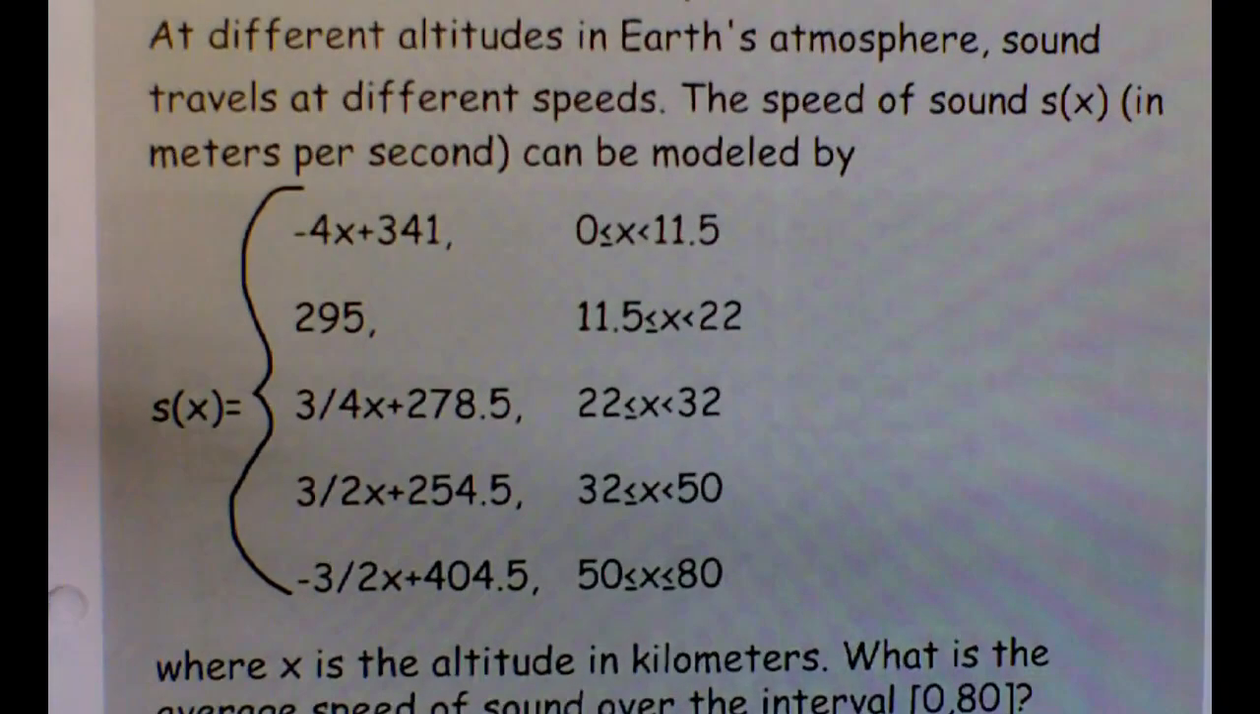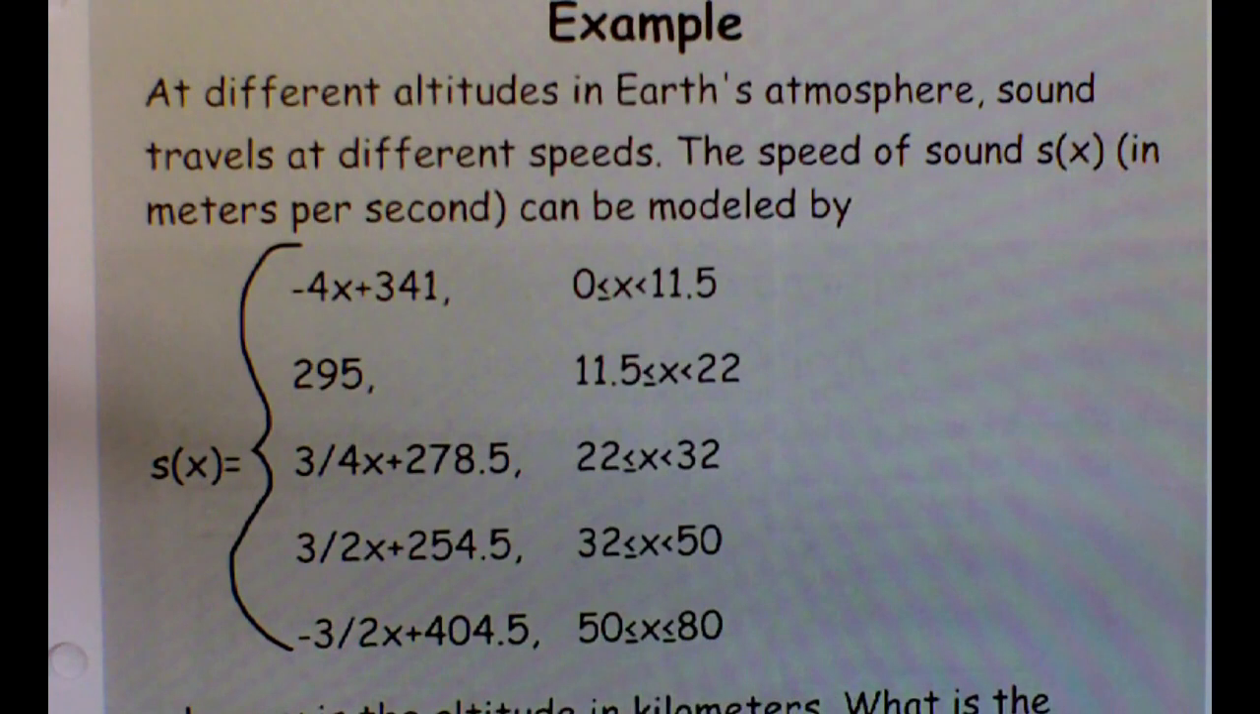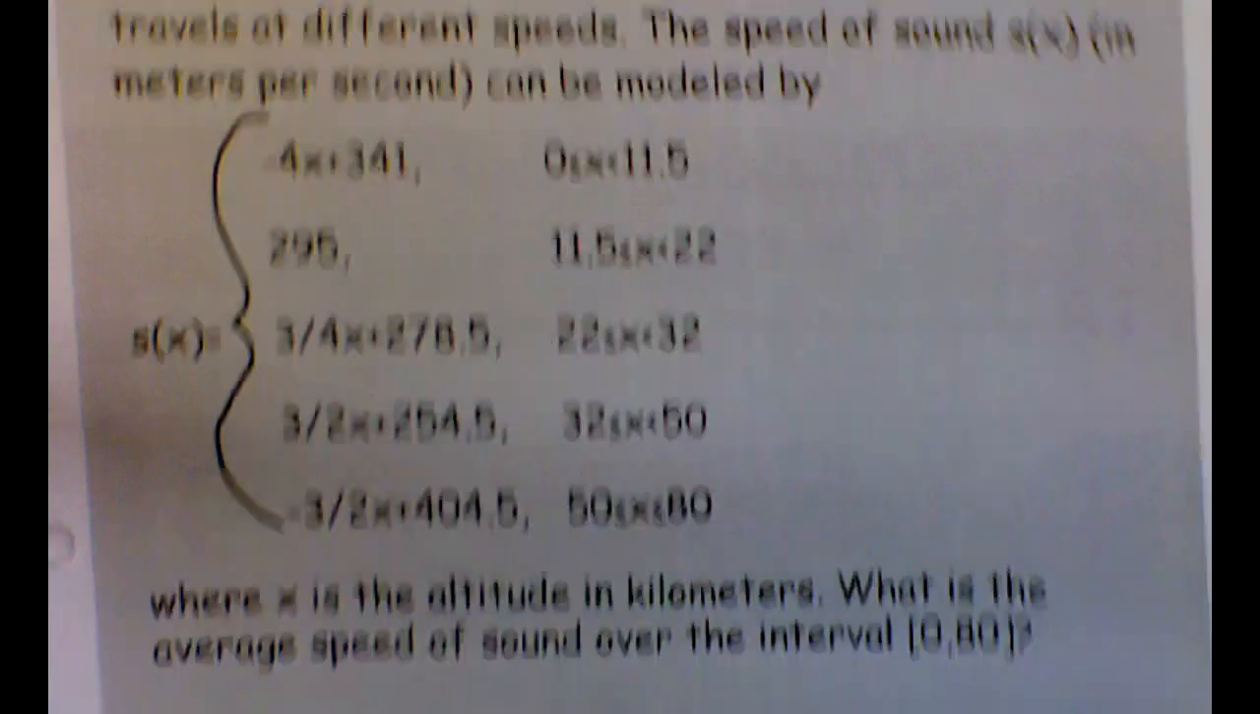And now for a big, long problem here. At different altitudes in the Earth's atmosphere, sound travels at different speeds. The speed of sound, s of x, in meters per second, can be modeled by this crazy piecewise function, where x is the altitude in kilometers. This problem asks for the average speed of sound over the interval 0 to 80.